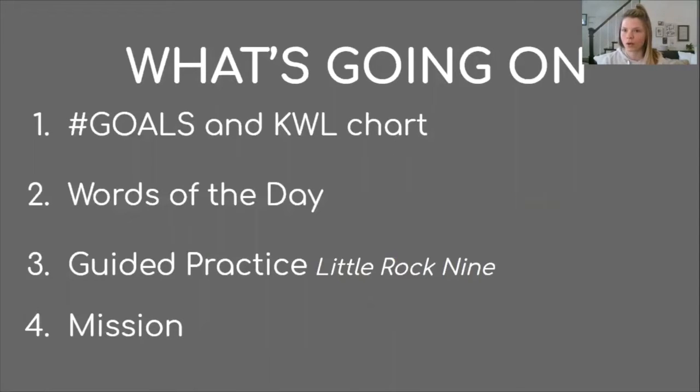All right, today you need a couple pieces of paper and a pen or pencil. And here's what's going on. First, we're going to go through our goals and a KWL chart. Second, we're going to go through the words of the day. Third, we are going to be learning the story of the Little Rock Nine. And finally, our mission for today.